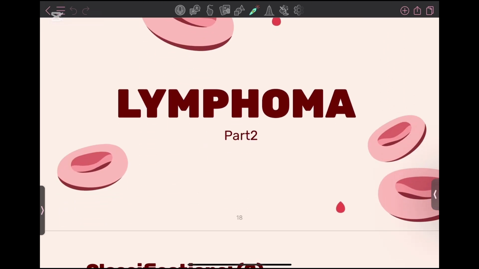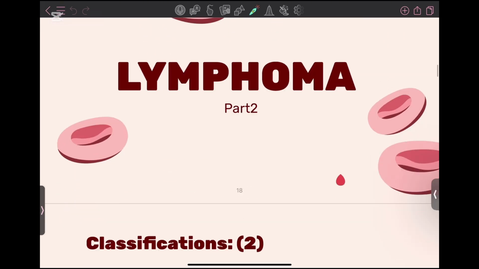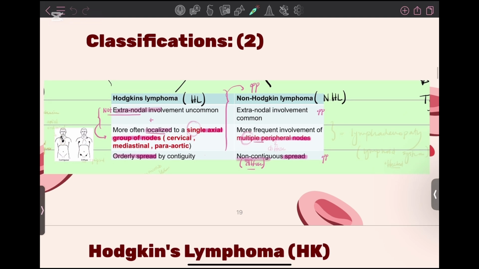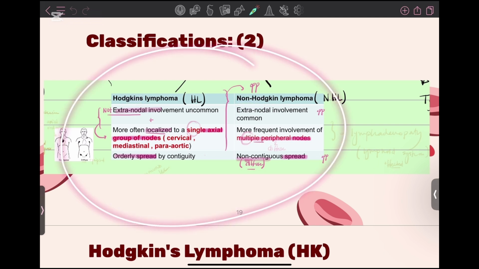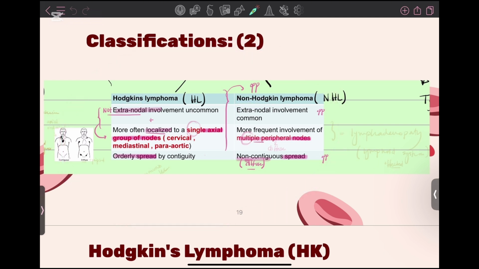Part 2, which is lymphoma. We're done with leukemia. Lymphoma is also very easy. So we have two types of lymphomas: Hodgkin's and non-Hodgkin's. Now you need to differentiate them. I guarantee you this is going to come in the exam, at least one question. So what's the difference between Hodgkin's and non-Hodgkin's?